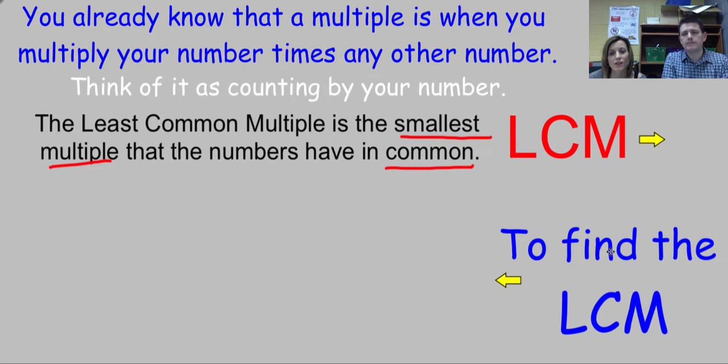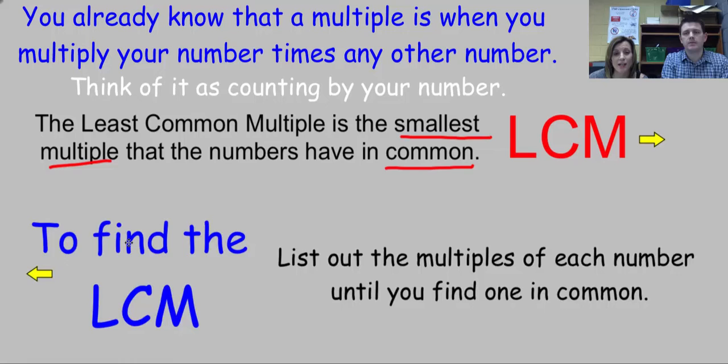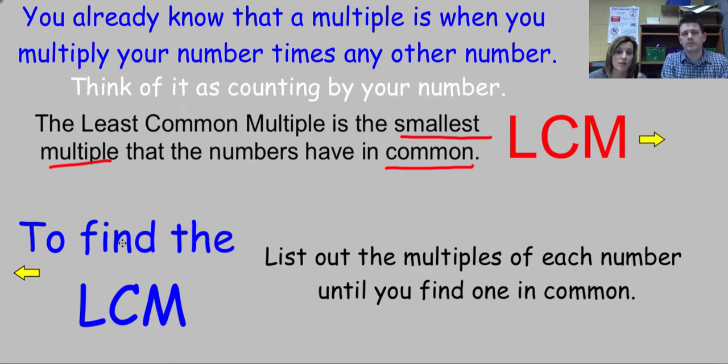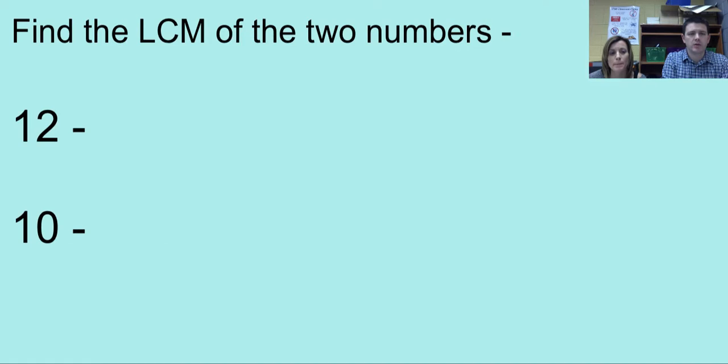So you're looking to find the least common multiple. This needs to be right underneath your vocabulary word that you wrote down, LCM, and that definition. You will then write: to find the least common multiple, you need to list out the multiples of each number until you find one in common. So we're going to see that in action here, but make sure all of this is written into your notes.